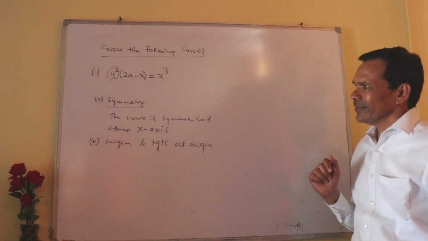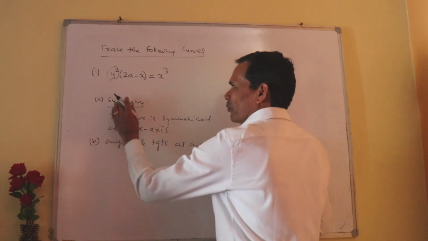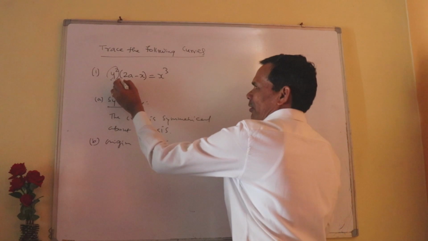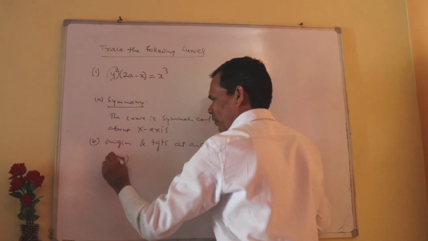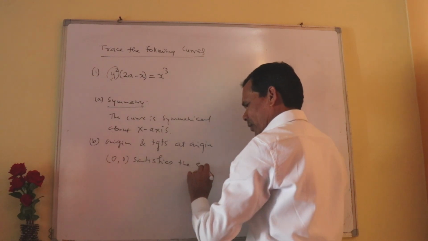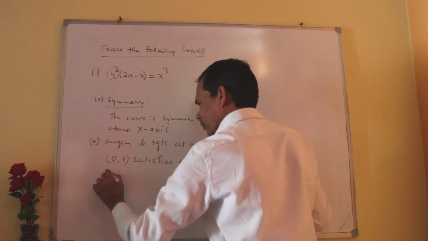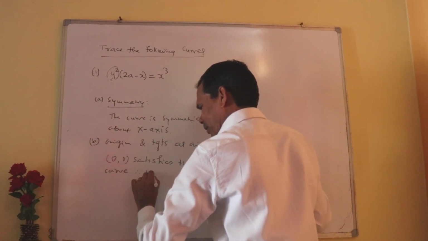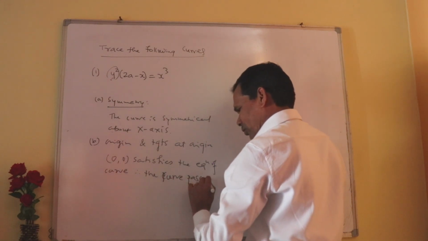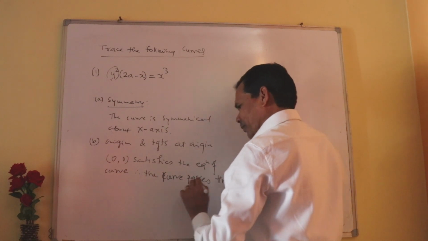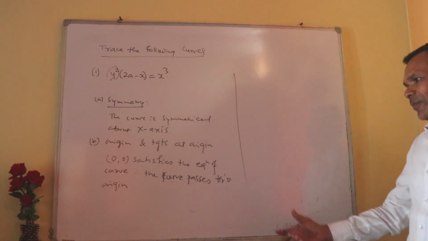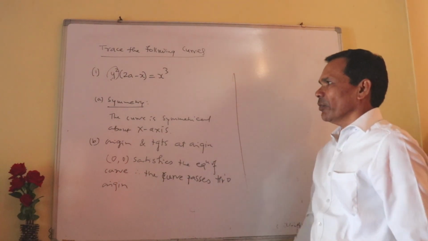Does it pass through origin? You can check by putting x equal to 0 and y equal to 0, and seeing whether (0, 0) satisfies the equation of the curve. It does satisfy the equation, therefore the curve passes through origin. And we find the tangents at origin by equating the lowest degree term in the equation of the curve to 0.